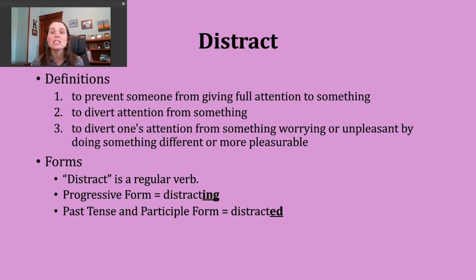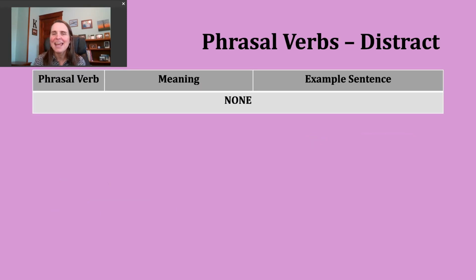Our base verb distract ends in a T sound. This means when we add the ed ending, we're going to add an extra syllable to the verb. So our ed ending is making an id sound. Id. So the past tense and the participle form of the verb should sound like this: distracted. Distracted. There really aren't other phrasal verbs that we need to study right now, so we're going to move on.